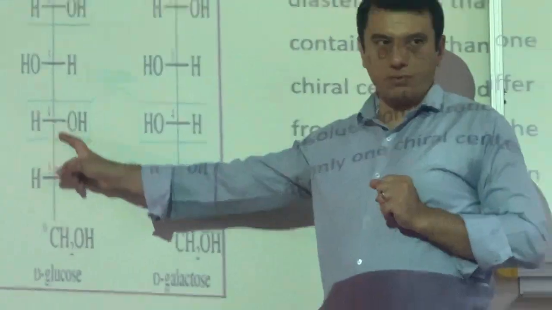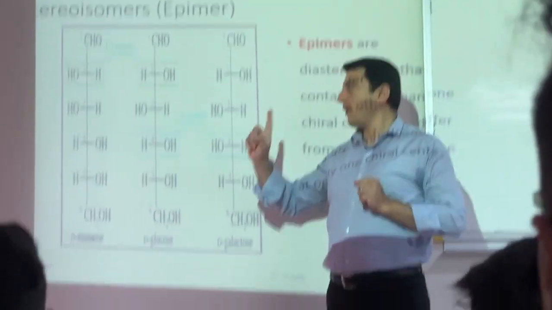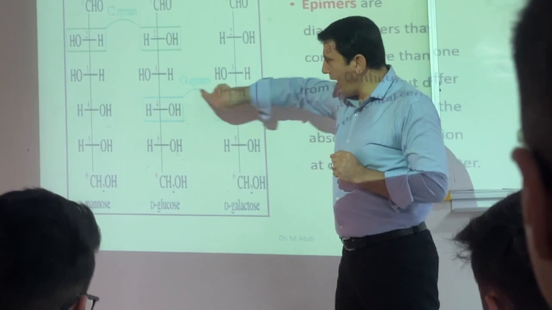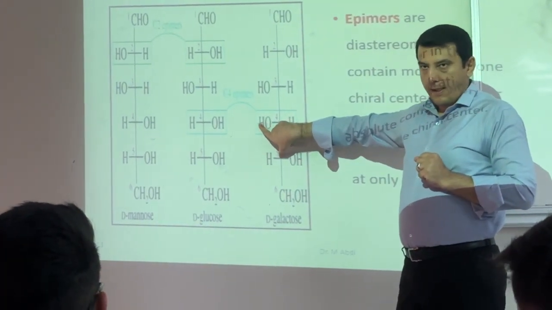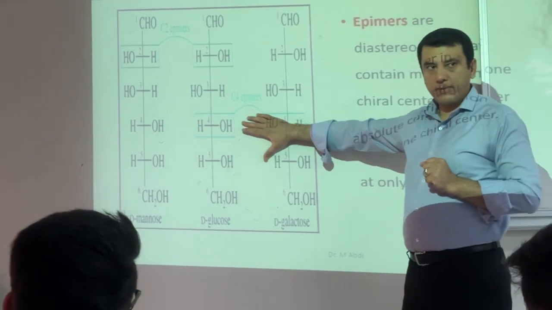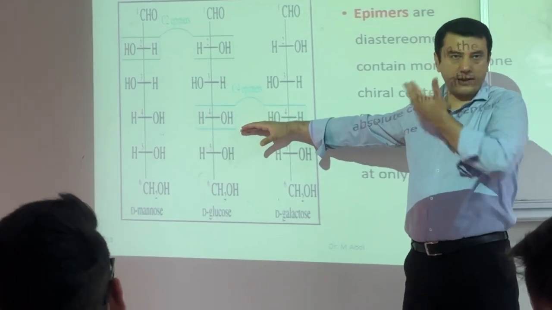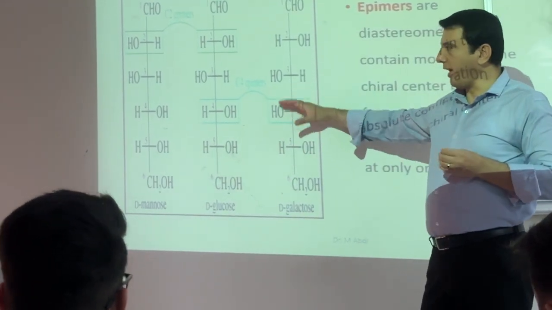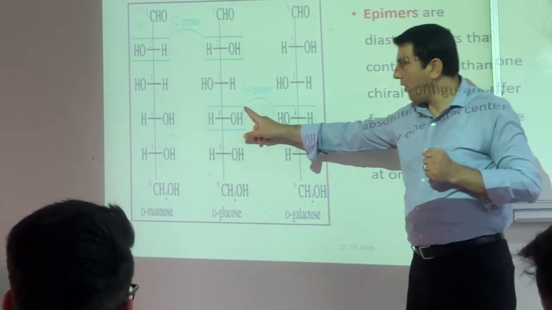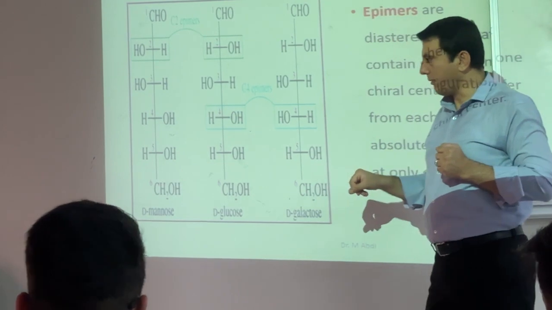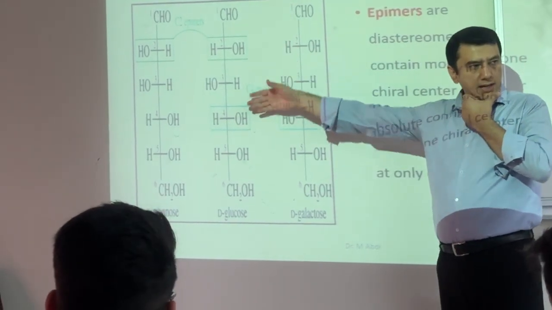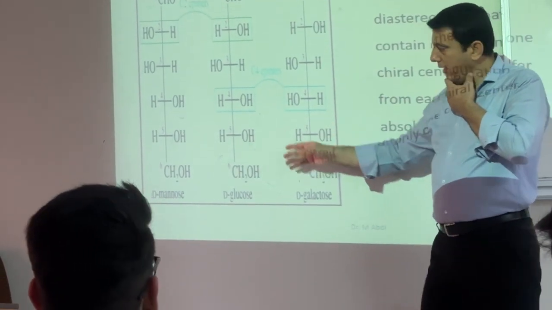One OH group, just one OH group. If two carbohydrates, two sugars, are in a similar structure, but differ for one OH group around a chiral carbon, we name such isomers as epimers.